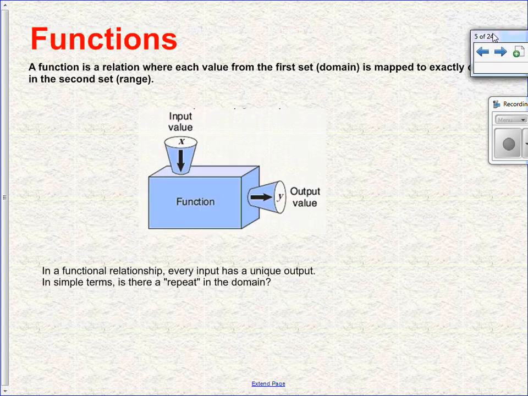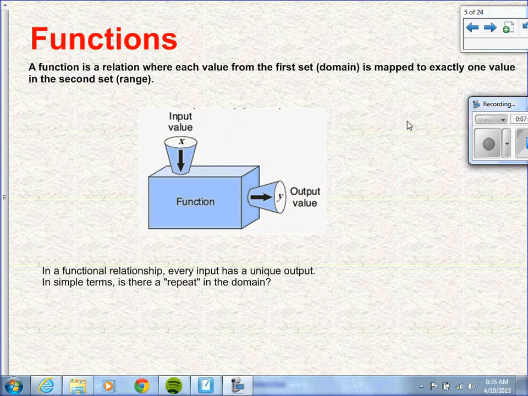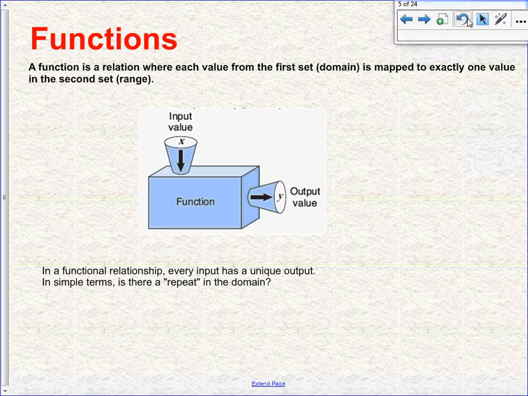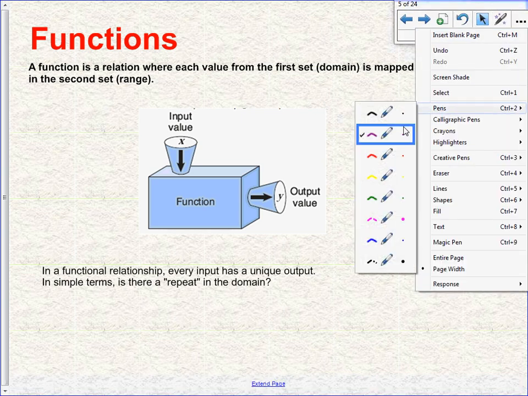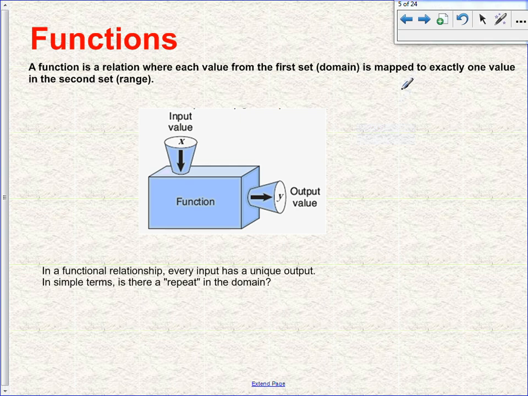Okay, here's something important. Some of you are getting this wrong. Table over here should stop.